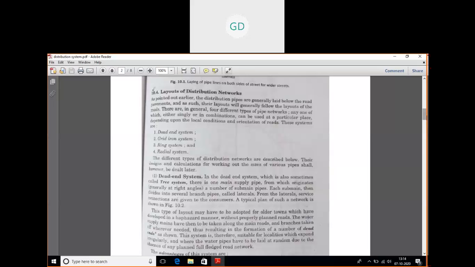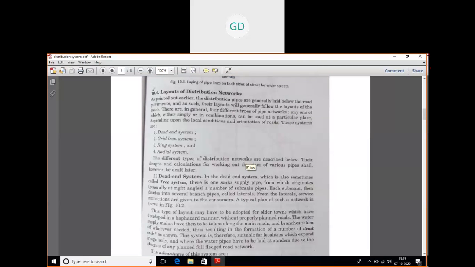Okay. Below the roads or streets, everyone has seen that the municipal people are digging up the roads and laying the pipes. So there are certain layouts. You cannot just put the pipe in any way you want. There are layouts for how to put the pipes and in what order we need to put them. So what are those layouts?